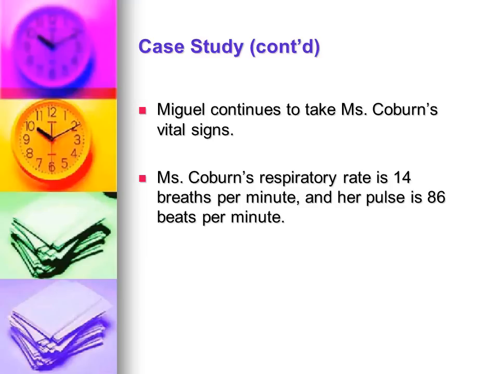So Miss Colburn's respiratory rate is 14. I told you that adult is 12 to 20, so is 14 within normal rate? And then the pulse is between our heart rate. Pulse and heart rate is the same. Normally 60 to 100. So 86 beats per minute would be within normal limits. Normal heart rate for an adult, 60 to 100 beats a minute.